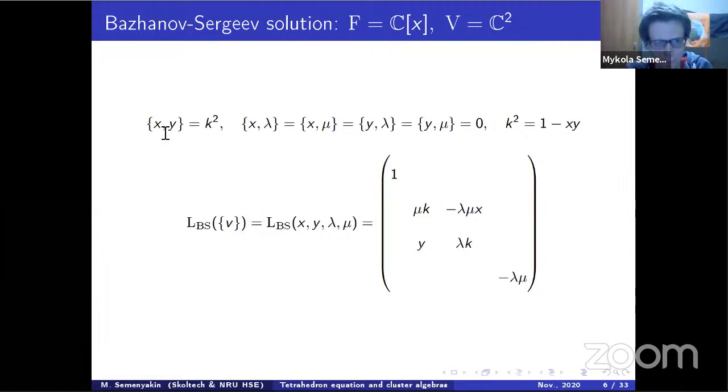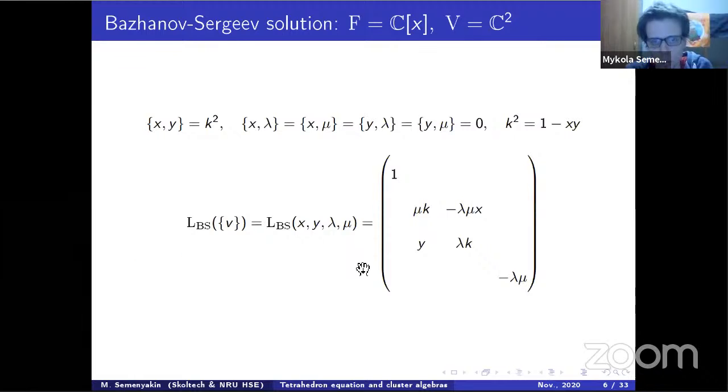And here the Poisson algebra has two generators, x and y, and k squared is 1 minus xy, and also 2 Casimirs, or just 2 additional numeric parameters in these Lax operators, which have this simple form. And this is a matrix acting in the tensor product of C2 and C2. So the auxiliary space in this problem is C2. And this is an operator acting in the tensor product of two copies of C2.